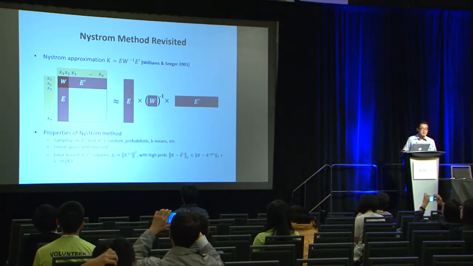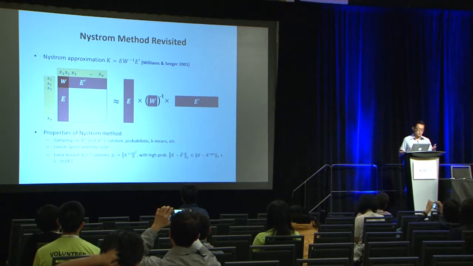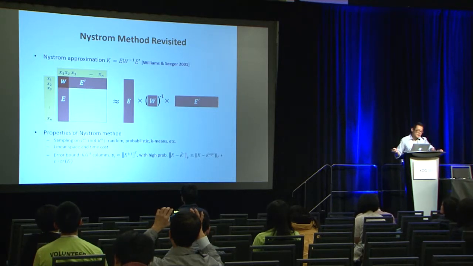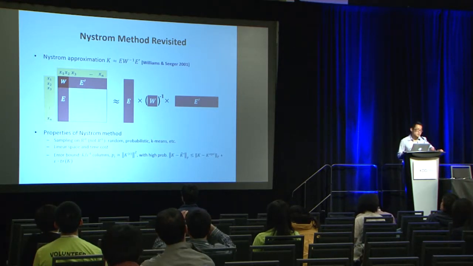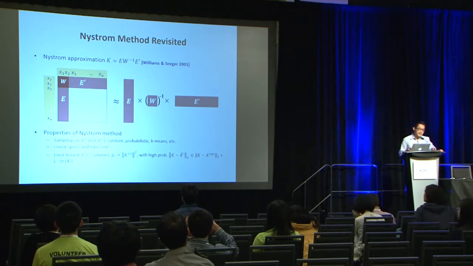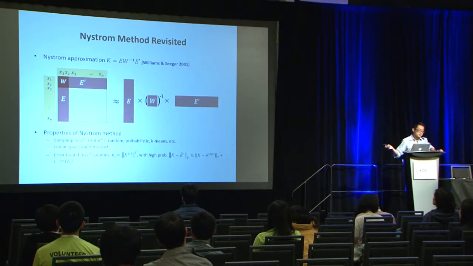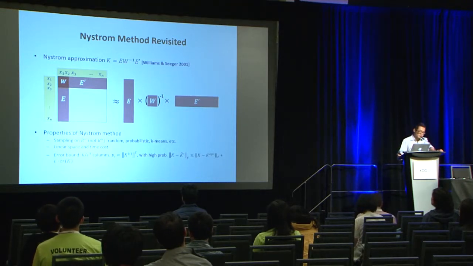It was originally designed to approximate the kernel matrix. For example, given a set of input data X and the kernel matrix where the ijth entry is the similarity between xi and xj using a kernel function, the Nystrom method can select a subset of rows and columns, denoted by E and E prime with intersection W, and then approximate K using this multiplication, which is a very elegant framework.